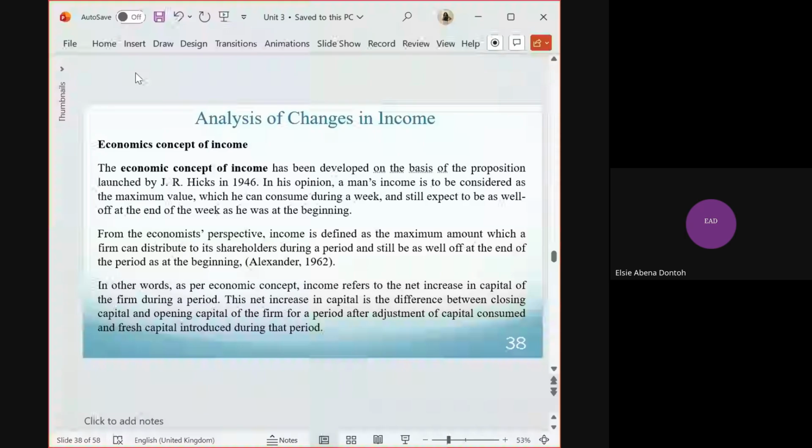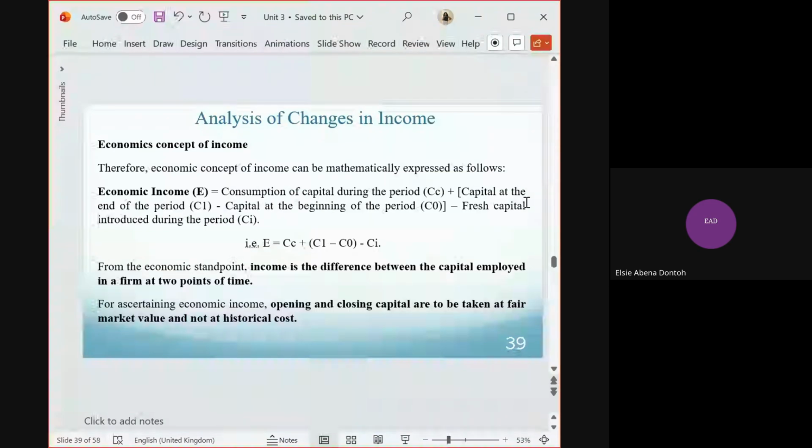So various authors have defined the concept of income in economics. According to Hicks, a man's income is to be considered as the maximum value which he can consume during a week and is still expected to be as well off at the end of the week as he was at the beginning.